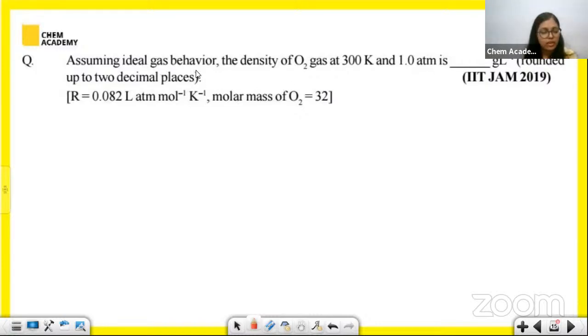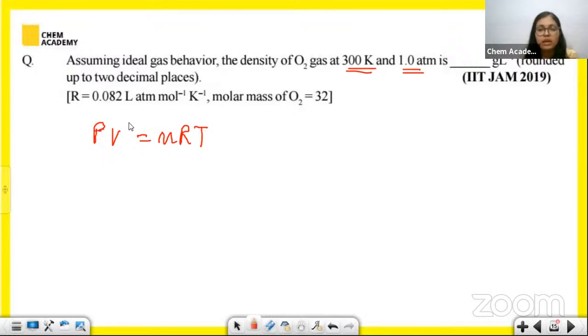Assuming ideal gas behavior, the density of O2 gas at 300 Kelvin and 1 atm is, we have to find out. So if we assume ideal gas behavior, we have to determine the density of O2 at 300 Kelvin and 1 atm pressure. Okay, so this question is very easy. Since they have mentioned ideal gas behavior, what do we know? We know that the equation for ideal gas is PV equals nRT.